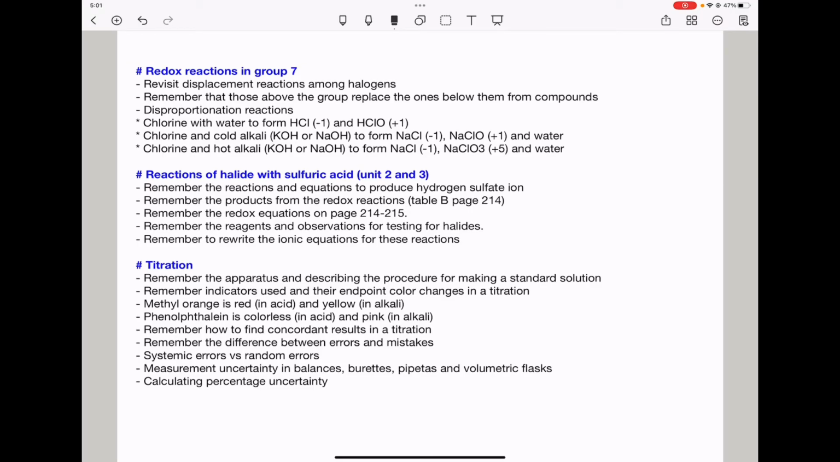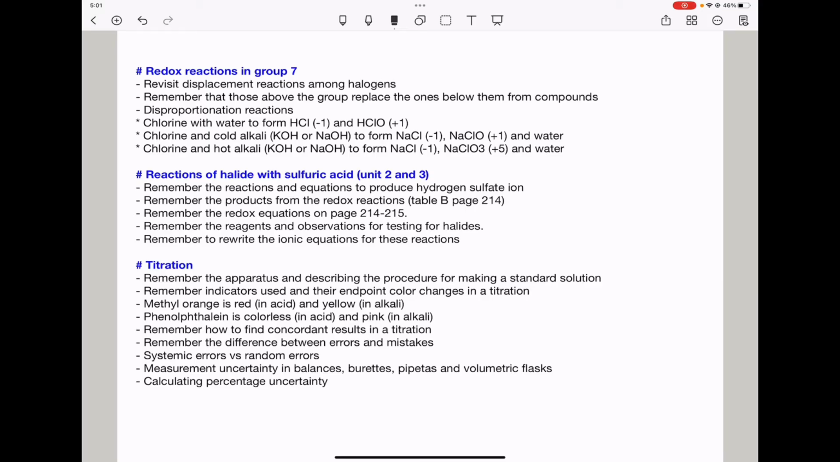When we go to titration, remember the apparatus and describing the procedure for making a standard solution. You also need to remember indicators used and their endpoint color changes in a titration. You need to know that methyl orange in acid is going to be red, and in alkali is going to be yellow, and phenolphthalein is going to be colorless in acid, and it's going to be pink in alkali. These two indicators are going to be very common. This also comes in Unit 3 because there is usually a titration question.